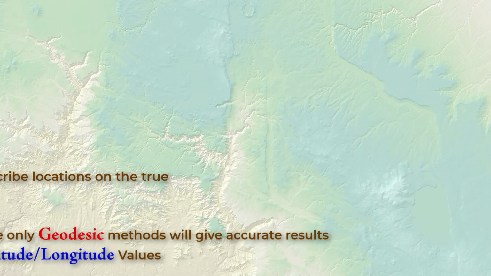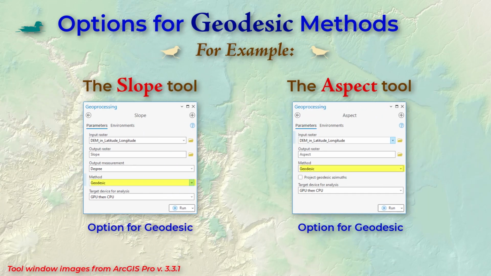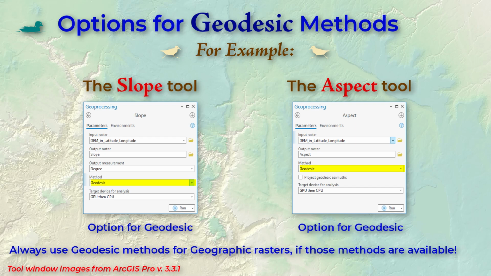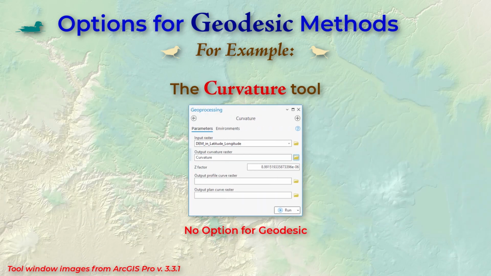For example, the original slope and aspect tools offer the option to use geodesic methods. If your DEM is in geographic coordinates, then you should definitely choose that option. Otherwise, your slope and aspect values will be incorrect. And as of September 2024, the original curvature tools do not offer any method to accurately work with geographic data.